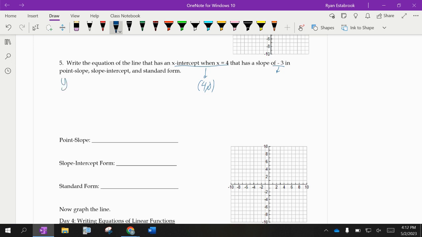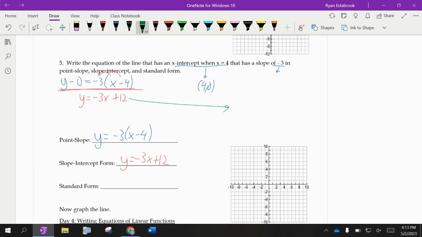I'm seeing y minus 0 equals the slope times x minus 4. That's point-slope. y minus 0, I can just call that y. I could put the -0 in there if I wanted to. I don't really have to. Then getting into slope-intercept form, y equals -3 times (x minus 4), but this -3 is going to distribute, so it's y equals -3x plus 12. Good news. That is already in slope-intercept form.